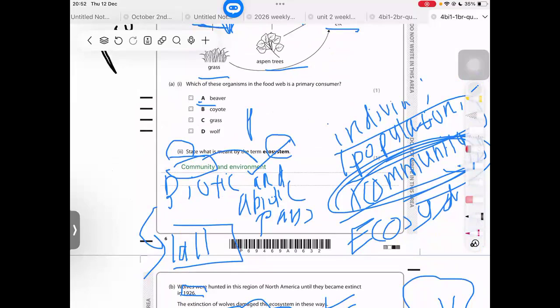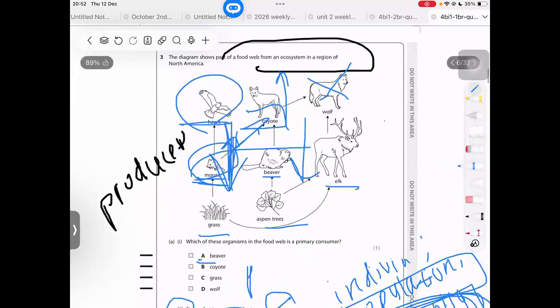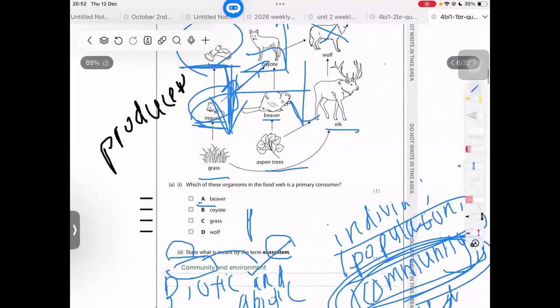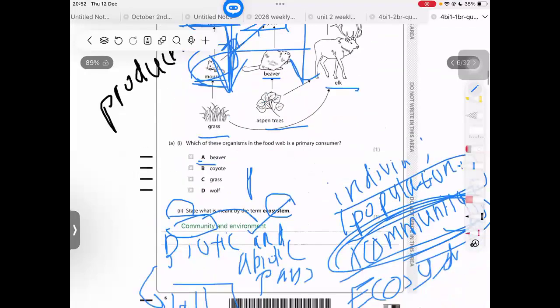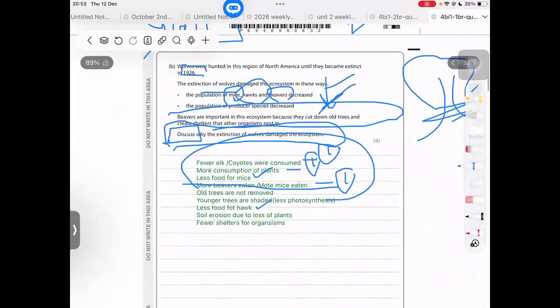Okay, so you can see the hawks. The mice are being eaten. Because of that, the hawks will not have enough food, so hawks will also reduce. Just because one species is being removed, there are a lot of changes happening in this ecosystem. So less food for the hawk. Therefore, see, the population of hawks is also decreased because of that.